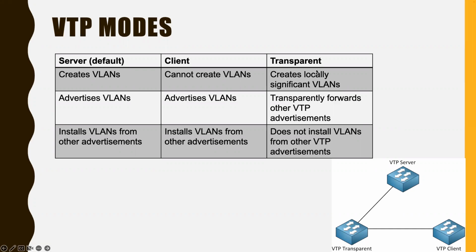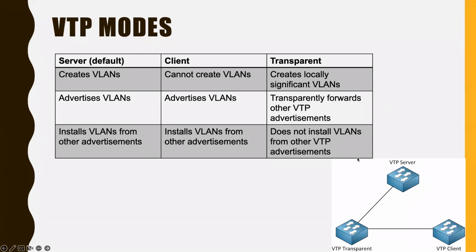There is a third mode, VTP transparent. Within VTP transparent, we can create all the VLANs here, but they are locally significant. It will not propagate the locally configured VLANs to other switches.